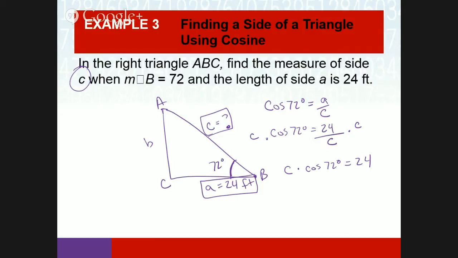How would I get C by itself? By dividing by cosine of 72, and you can use your calculator to calculate cosine of 72. So C is going to be 24 over cosine of 72, which is 77 point what? 77.67 feet.